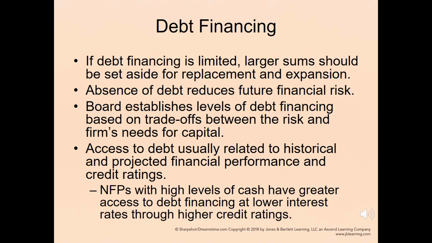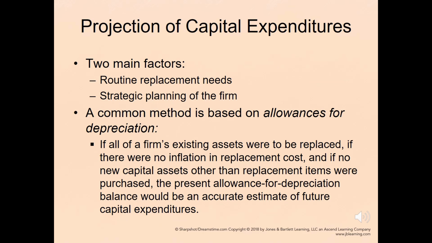Access to debt is usually related to historical and projected financial performance and to credit ratings. The not-for-profits with high levels of cash have greater access to debt financing at lower interest rates through higher credit ratings. Projection of capital expenditures has two main factors: routine replacement needs and strategic planning of the firm. A common method is based on allowances for depreciation.